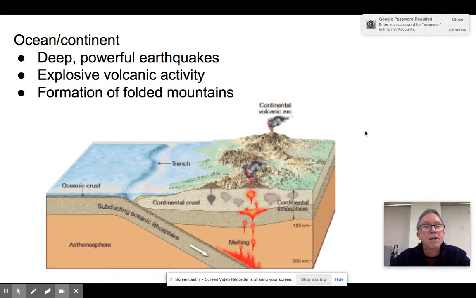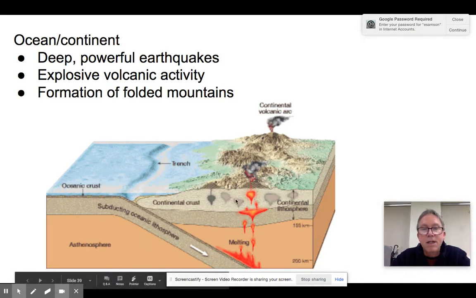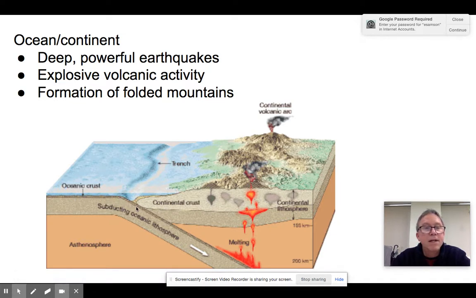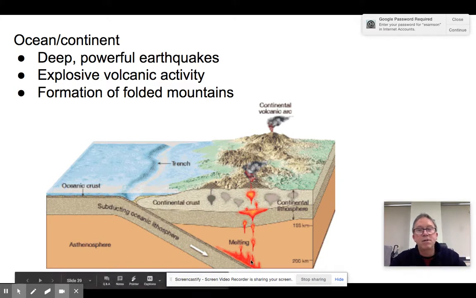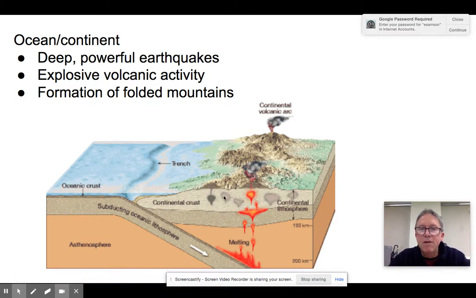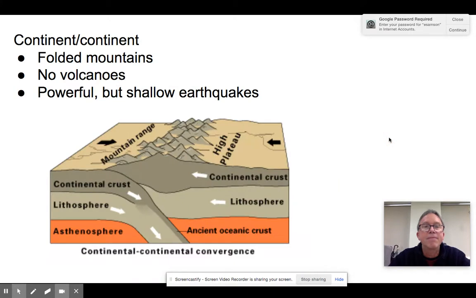Now, ocean-continent convergence, again, we'll have a trench, we'll have powerful deep earthquakes. 300 kilometers inland, we're going to have violent volcanic activity because, again, I have oceanic crustal material that has water and shell material, and so it's going to cause the explosive volcanic eruptions. But the other thing I tend to get here is, as this pushes against the continent, we tend to get folded mountains, large mountains that are non-volcanic in nature with volcanoes scattered among them.